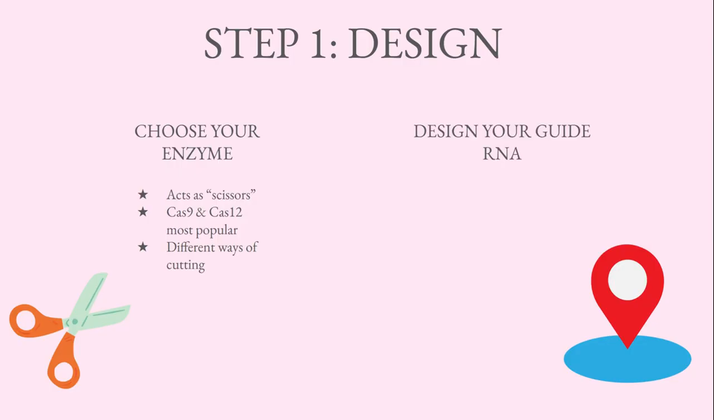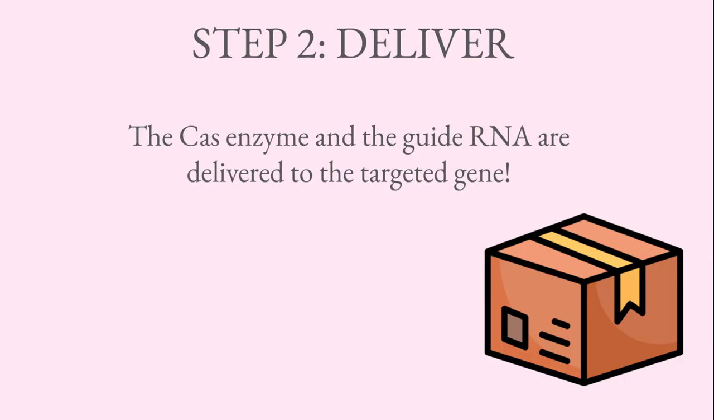After you choose your enzyme, you must design your guide RNA. Your guide RNA will act as the map that guides the enzyme to the correct part of the DNA so that it knows where to go. Step 2 is delivery. In this part of the process, the Cas enzyme and the guide RNA are delivered to the targeted gene.